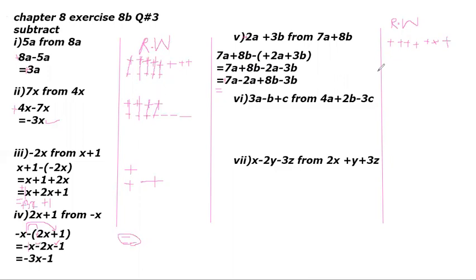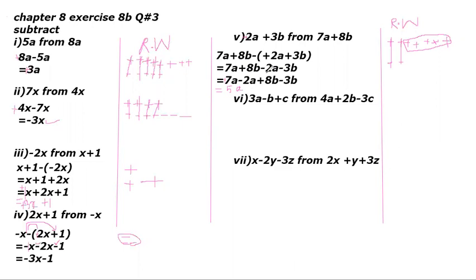Negative 2a means negative a, 2 times. We will cancel the positive sign with the negative sign. And how many signs are left over? 5 positive signs are left over. That's why our answer is 5a. When I write 5a, it means that it is positive 5a.